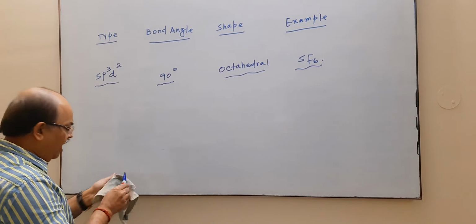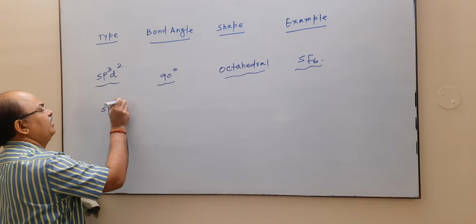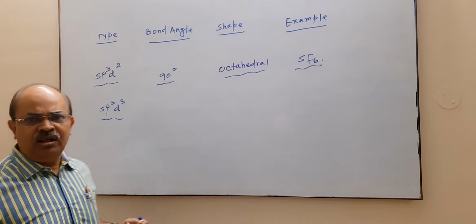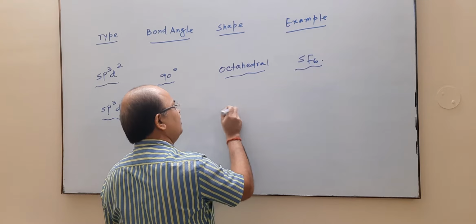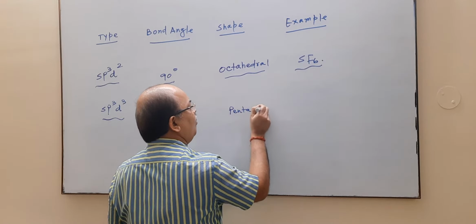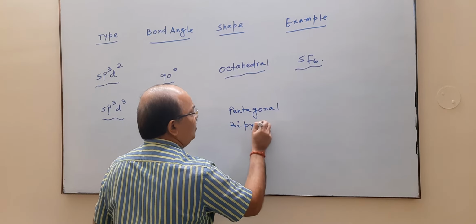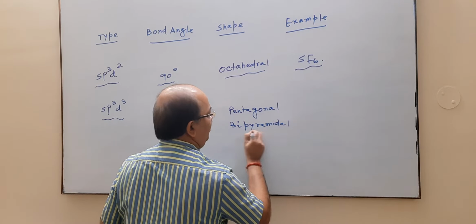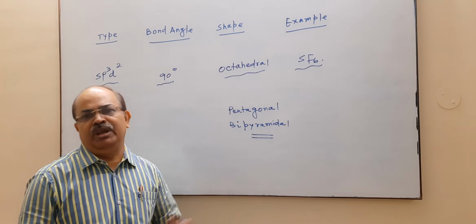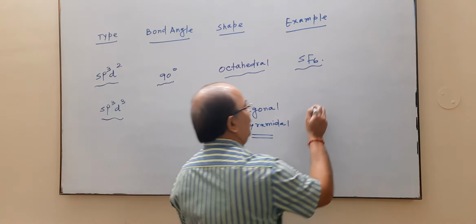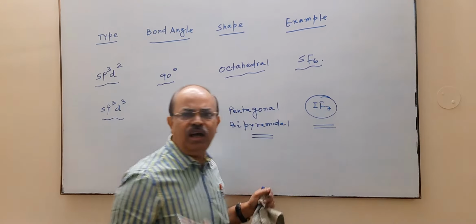And the last one is your sp3d3. The geometry is your pentagonal bipyramidal. Example is your IF7, that is your iodine heptafluoride.